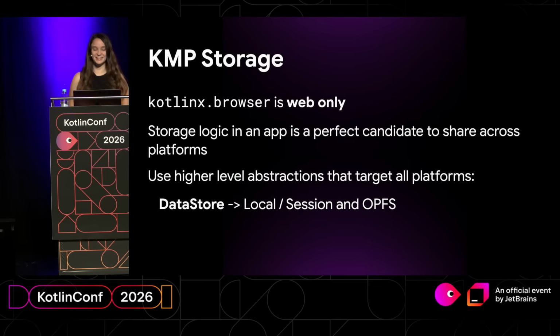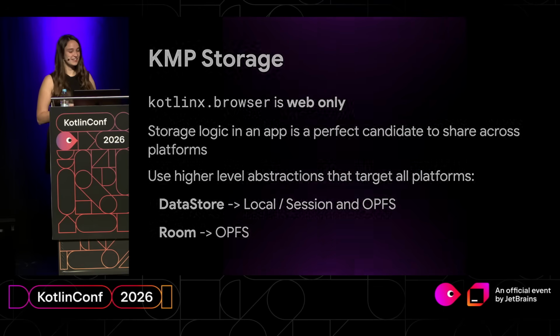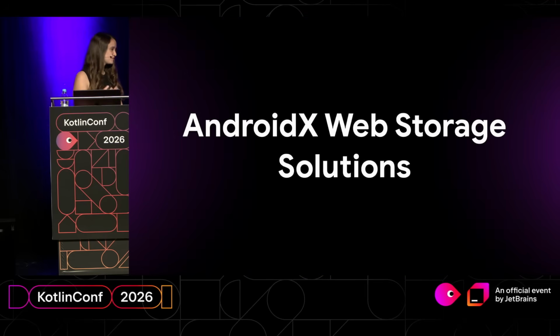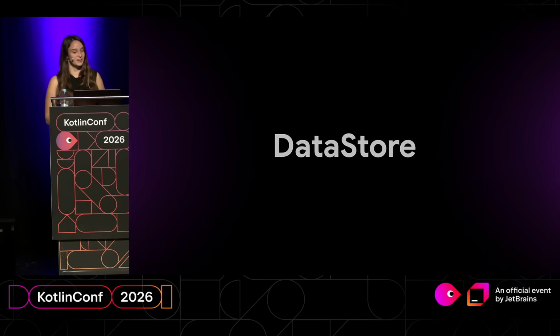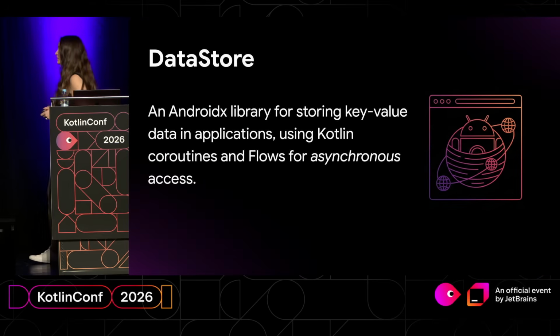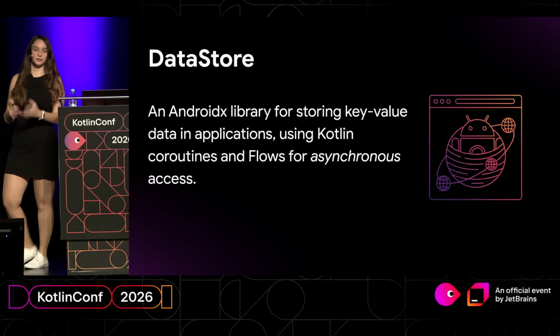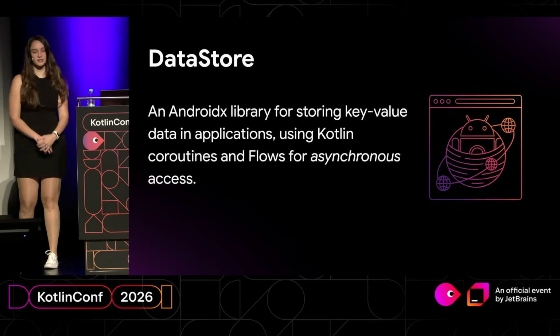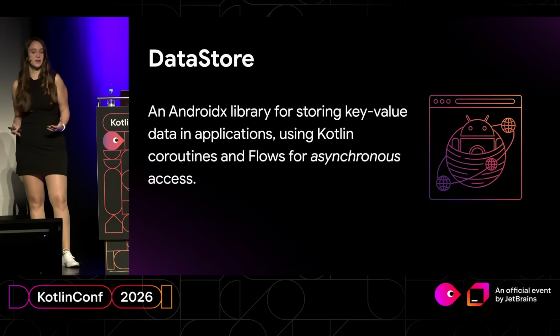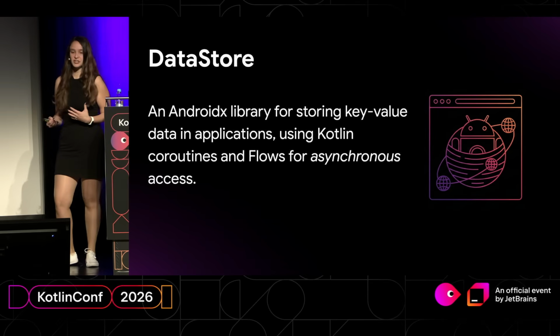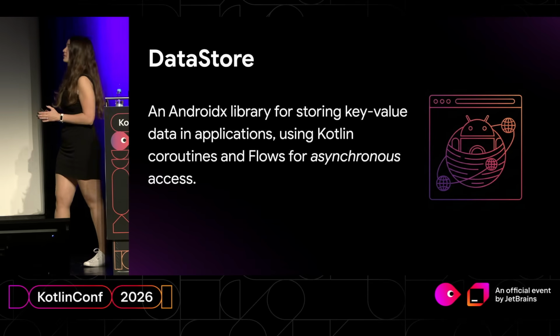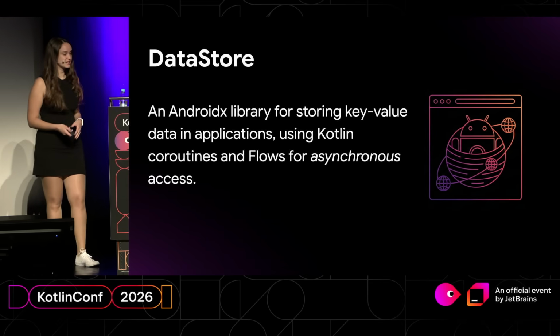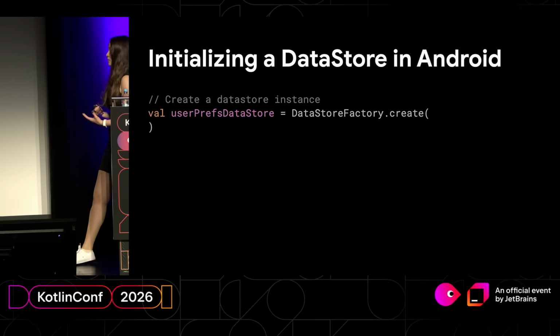Let's talk about this specifically regarding what we did in the libraries, and kick off with DataStore. If you're not familiar with DataStore, it's an AndroidX library for storing key-value pairs in applications, and it uses Kotlin flows and coroutines for asynchronous data access. Setting it up is quite straightforward.